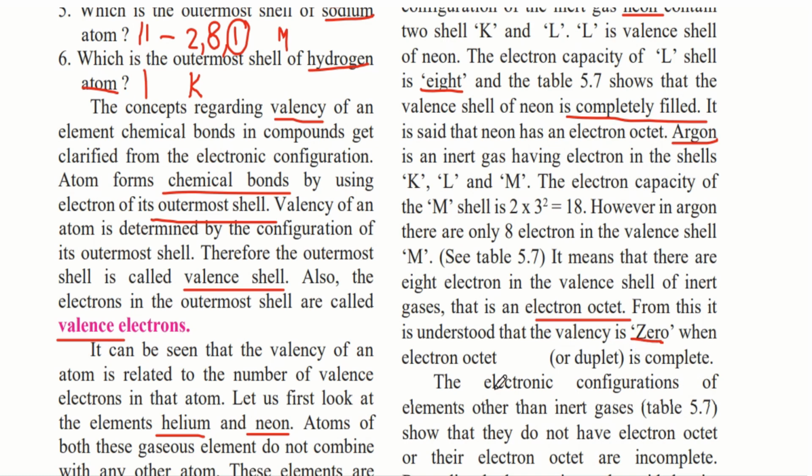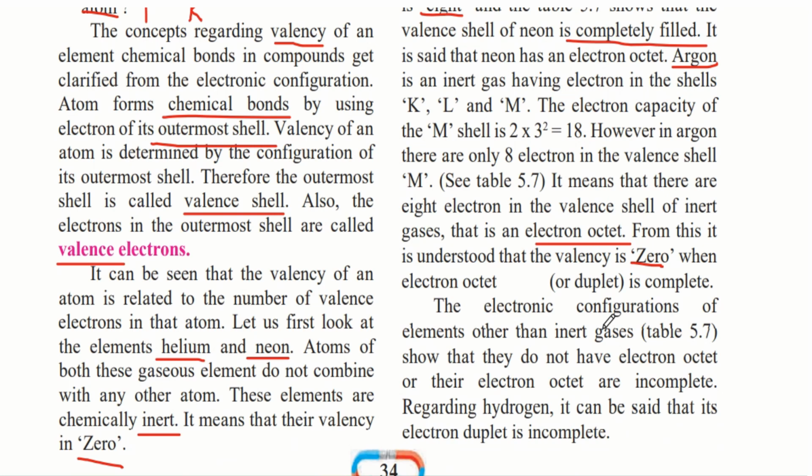The electron configuration of elements other than inert gases, that is apart from argon, neon, etc., show that they do not have electron octets or their electron octets are incomplete. That is, they would have less than 8 electrons in their outermost shell. Regarding hydrogen, it can be said that its electron duplet is incomplete because hydrogen has just one electron and therefore it is not able to form a duplet which should have contained 2 electrons. Therefore, hydrogen has an incomplete outermost shell.